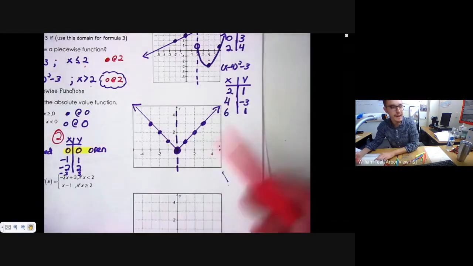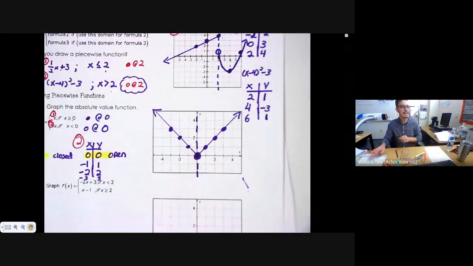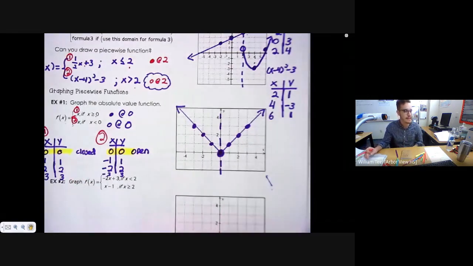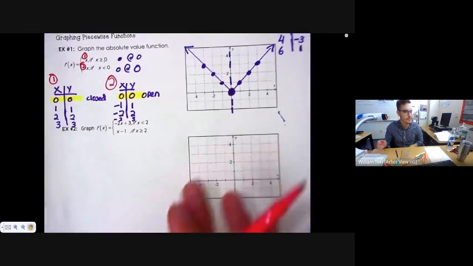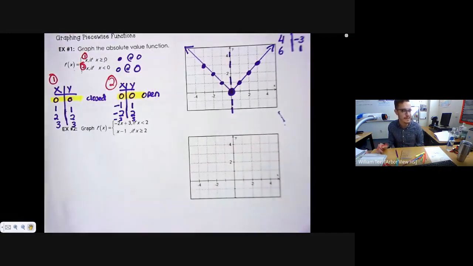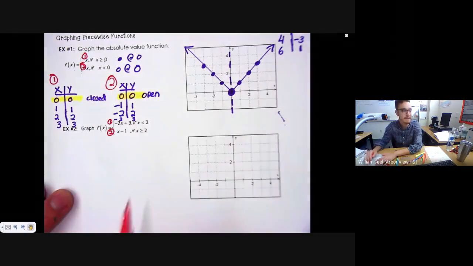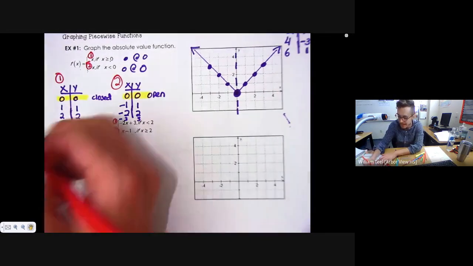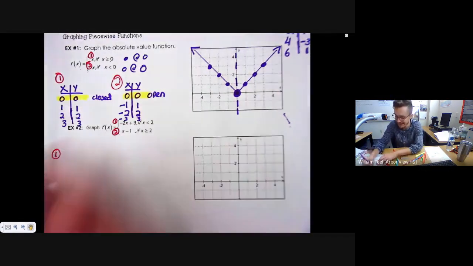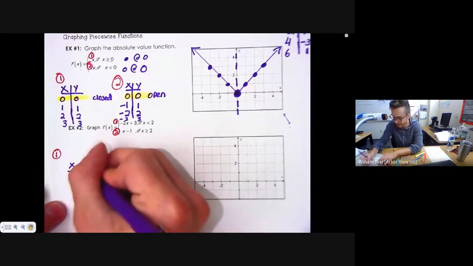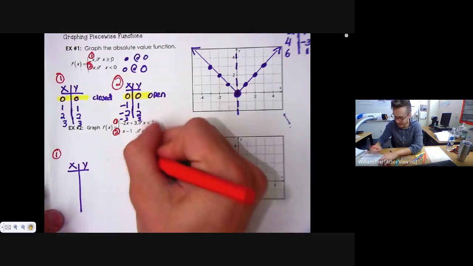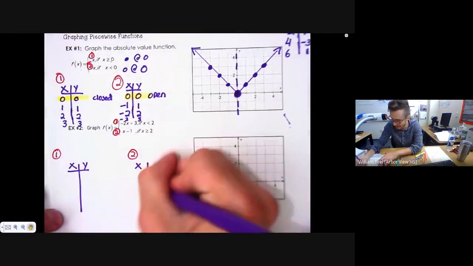I have equation number 1 on the right-hand side and equation number 2 on the left-hand side, and we paid very close attention to the criteria. Let's go down to example number 2. So we're going to graph f of x is equal to negative 2x plus 3 if x is less than 2. Now we're also going to graph x minus 1 if x is greater than or equal to 2. So let's go ahead and put a couple of tables down. First, I'm going to label those 1 and 2, and then I'm going to be very careful to stay consistent with my tables. So for equation number 1, here's going to be my table, x, y. For equation number 2, here's going to be my table, x, y.